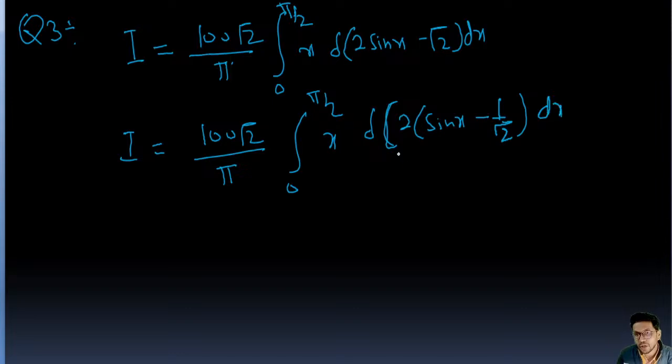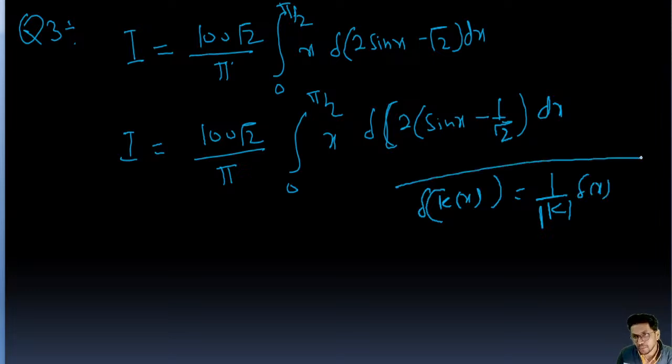Now we know this property, right? I'll write it for you. The property of the Dirac delta: δ(kx), where k is a constant, equals 1/|k| δ(x). This property I have also explained, so we are going to use it.